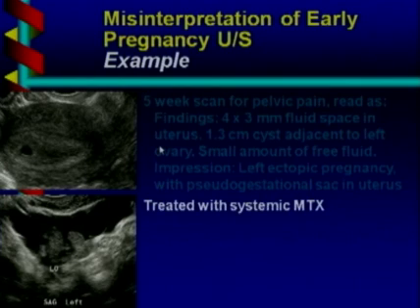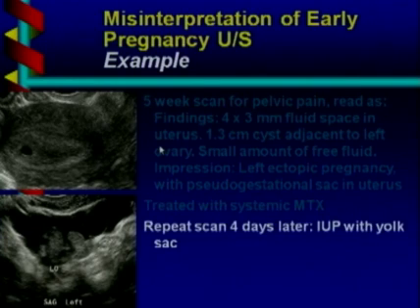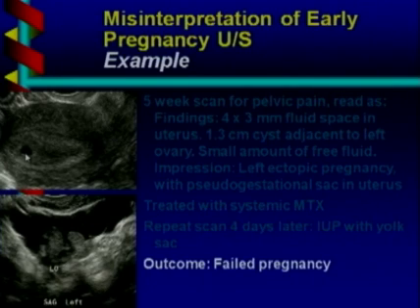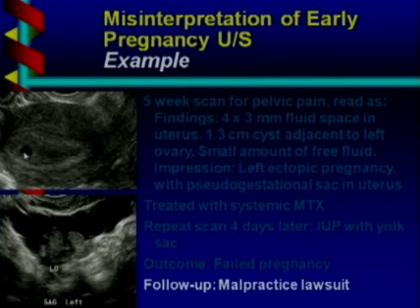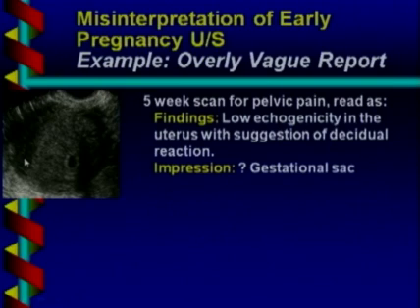Because of that reading, the woman was treated with systemic methotrexate for her presumed ectopic pregnancy. She had a repeat scan 4 days later, and now it showed that this was actually an intrauterine pregnancy because there was a yolk sac. But the problem is this intrauterine pregnancy had been damaged by the methotrexate given 4 days earlier. The outcome was a miscarriage or failed pregnancy, likely because the methotrexate damaged the pregnancy, and the follow-up was a malpractice lawsuit for damaging this pregnancy because of a misreading, calling this a pseudo-gestational sac.